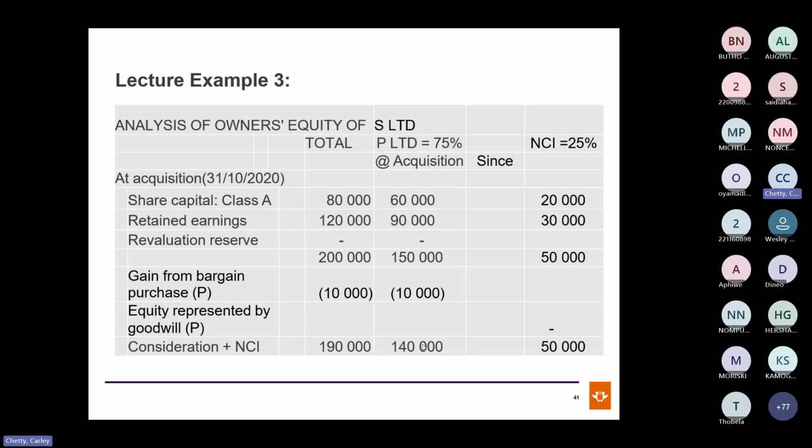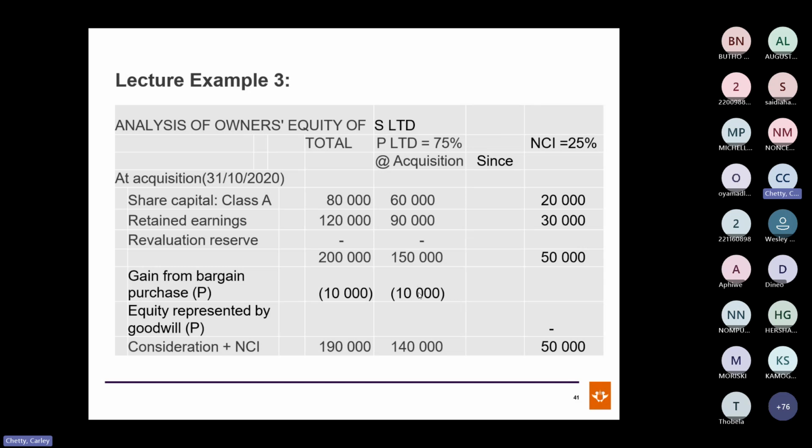So we need to work out, is there goodwill here or is there a gain on bargain purchase? So remember the consideration here is less than P's total net asset value in S. So we're saying P paid 140,000. They got 150,000 Rand share in the equity of S. Therefore, they paid less than what they got. That's how it appears. So this is a gain on bargain purchase. So we have a gain on bargain purchase here.